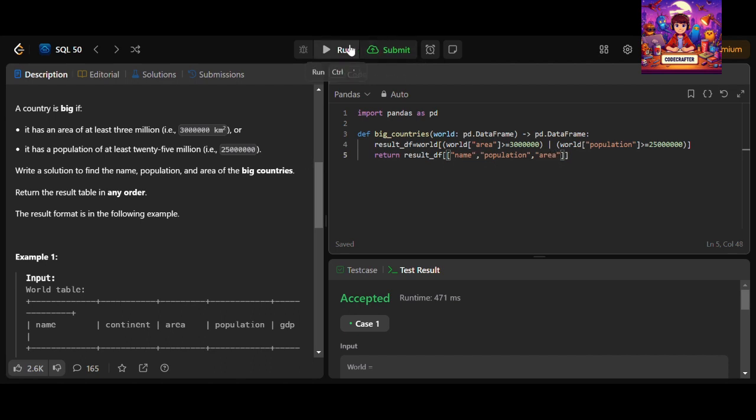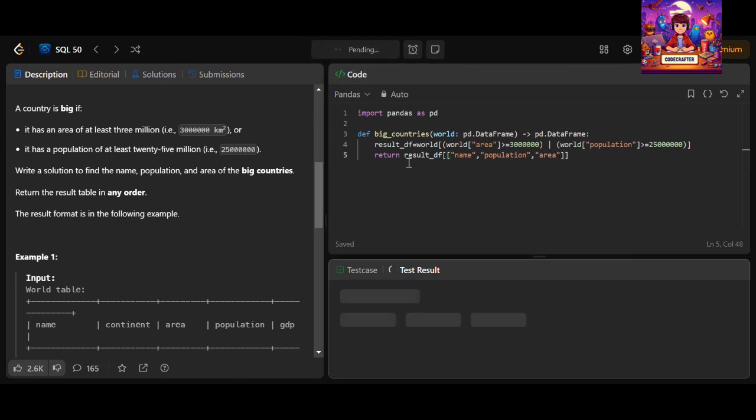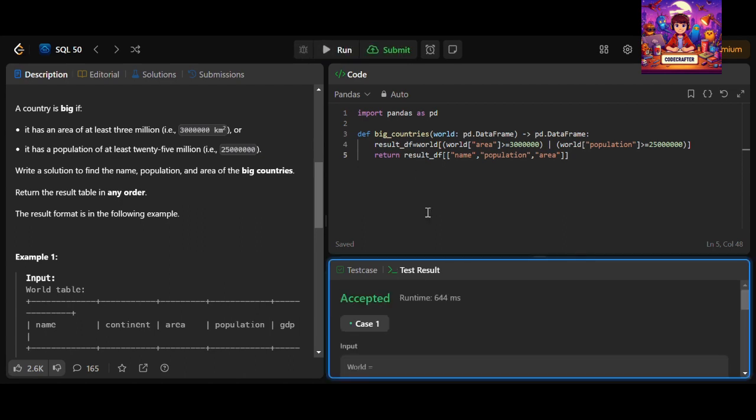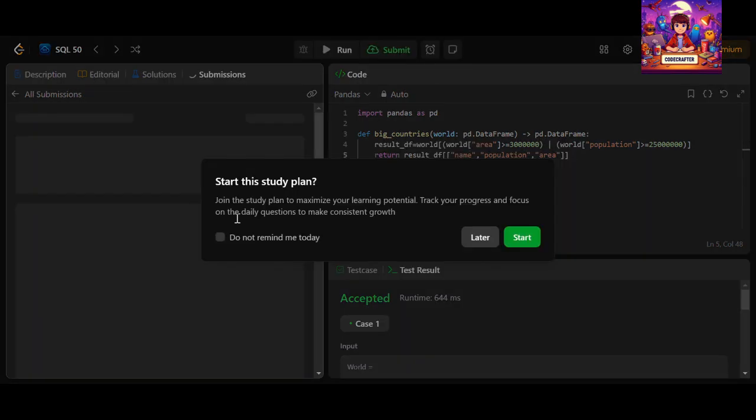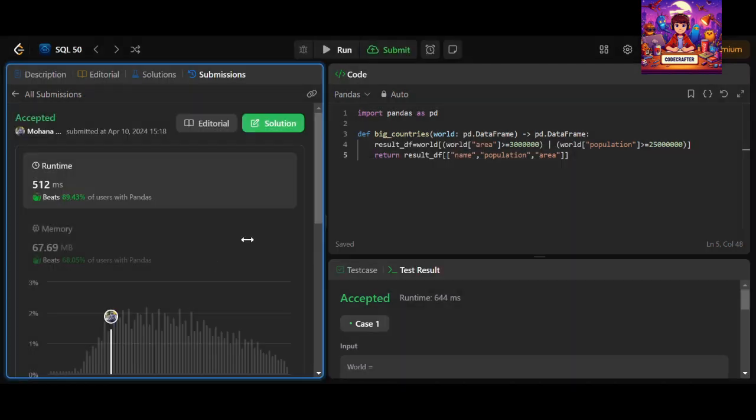So let me run the code. Yeah, our solution got accepted. Let me submit it. Yeah, we have successfully done it. So that's it for this.